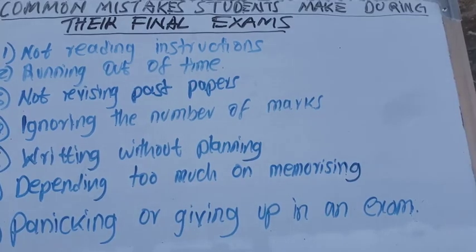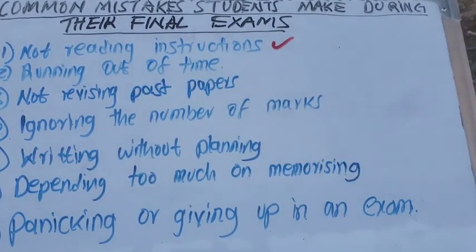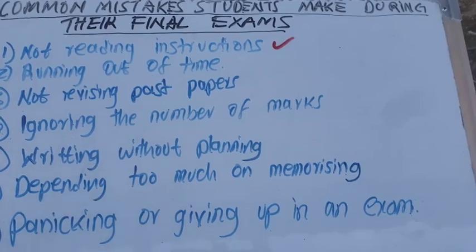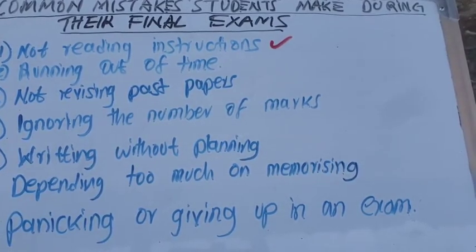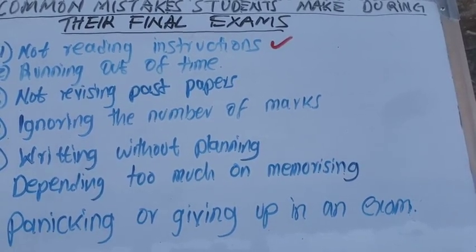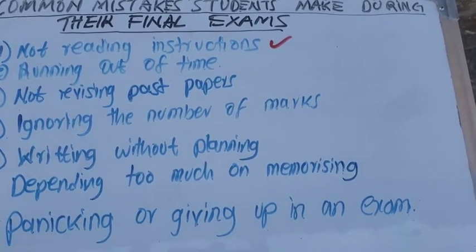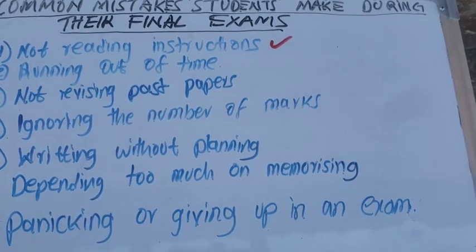So the first one is failure to read instructions. Failure to read instructions is one of the common mistakes that students make. You just want to rush to answer the questions without reading the instructions. You'll find that you answer questions that you are not supposed to answer, or you answer all questions whilst there are certain questions which are optional. So ensure that you read instructions, know the questions which are compulsory and the questions which are optional. Know how many questions you are supposed to answer before you start answering.